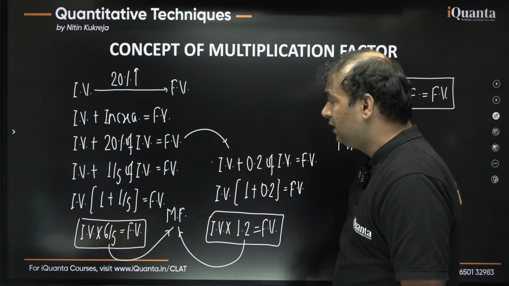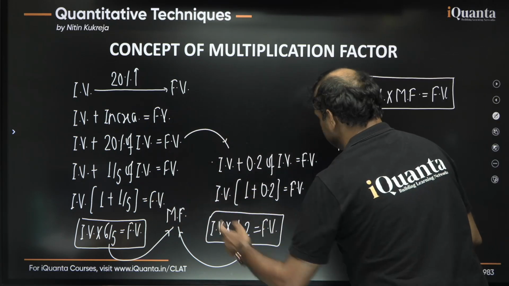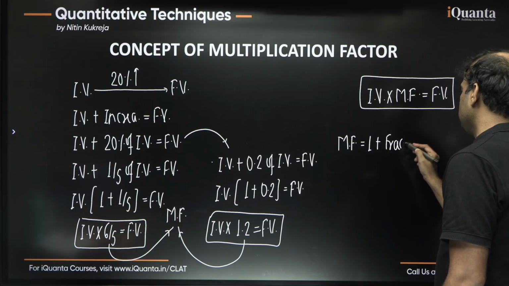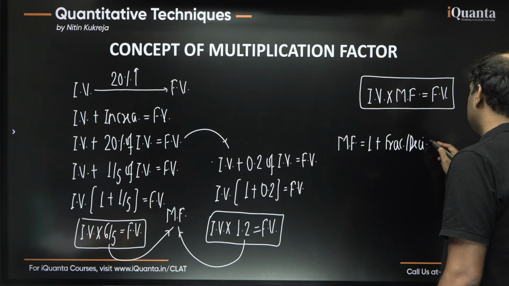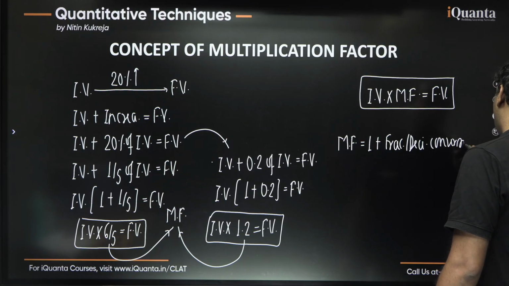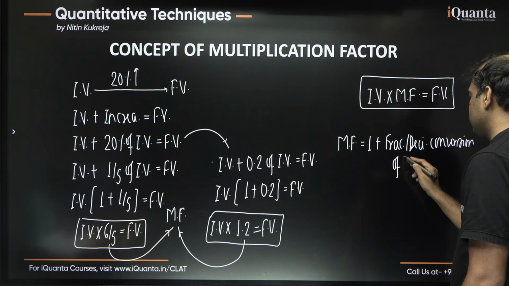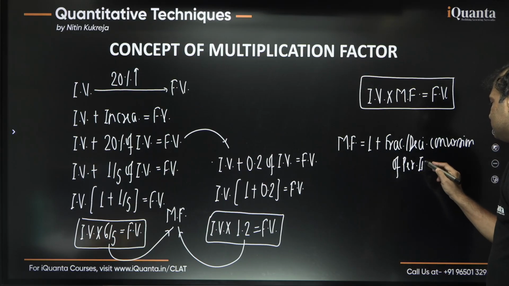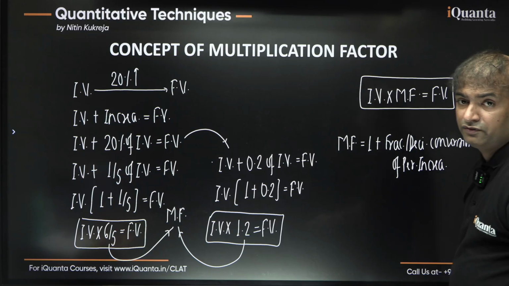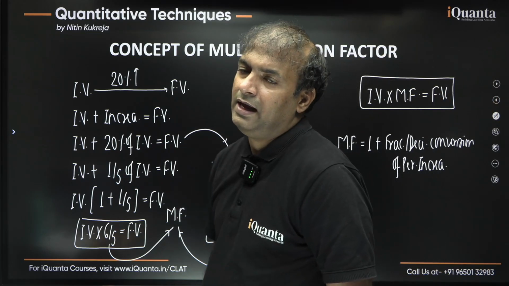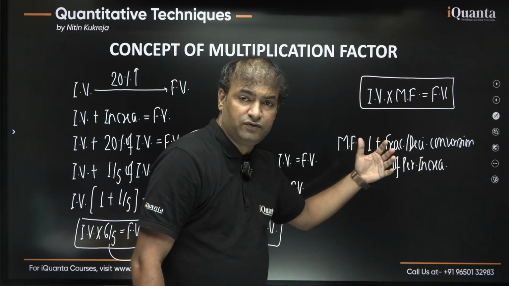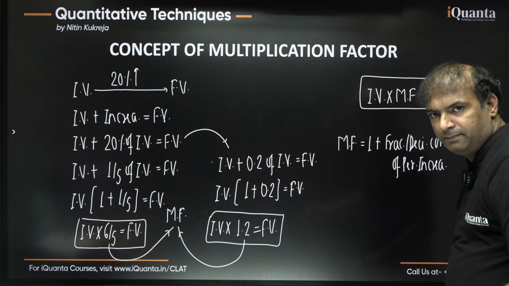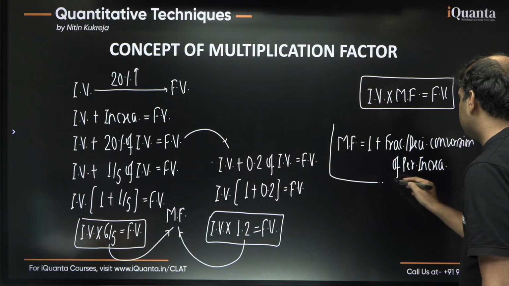So we can say what? Multiplication factor is 1 plus, all right, 1 plus what? Either the fraction or the decimal conversion of the percentage increase, right? So this is how we can find the multiplication factor much faster. In the beginning you need to remember all of these, but trust me, after some practice, this will be on your fingertips and you do not need to remember much, right? Okay, let me take a few examples.